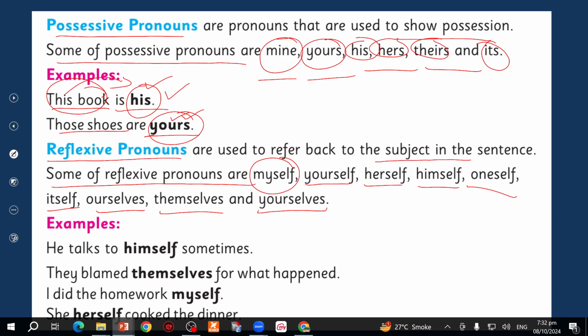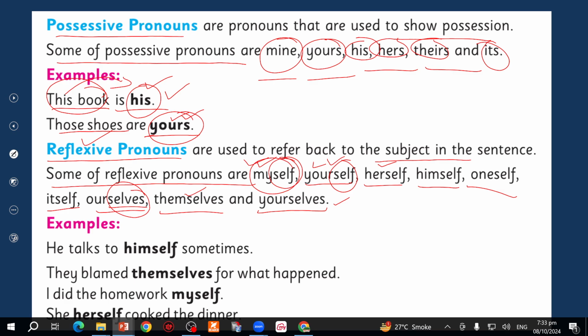Notice that the singular reflexive pronouns are ending with self in the first person, the second person, and the third person as well. And for plurals, we are using the plural form of self, which is selves. So ourselves, we are referring to more than one person, themselves referring to more than one person, and yourselves is also in the same category. Now self is showing reflection, and that's why we call them reflexive pronouns.